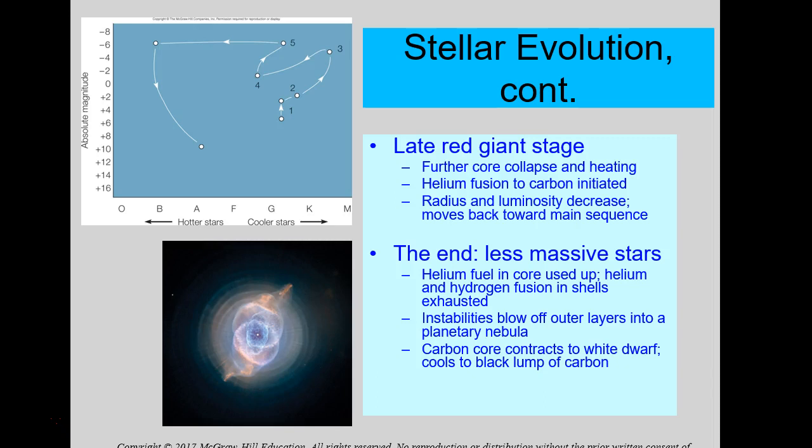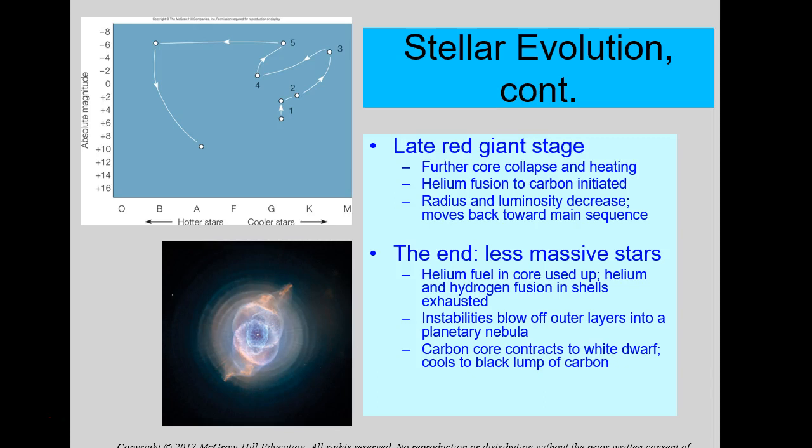Okay. So towards the end of a star's life, you're going to have what is a late red giant phase, where the core continues to collapse on itself. The production of hydrogen to helium is essentially slowed. Now you're doing helium to carbon inside the star, which produces less energy, which causes the star to collapse. The star becomes smaller and dimmer, and moves a little bit back towards the main sequence. At that point, this is where stars start to differ.